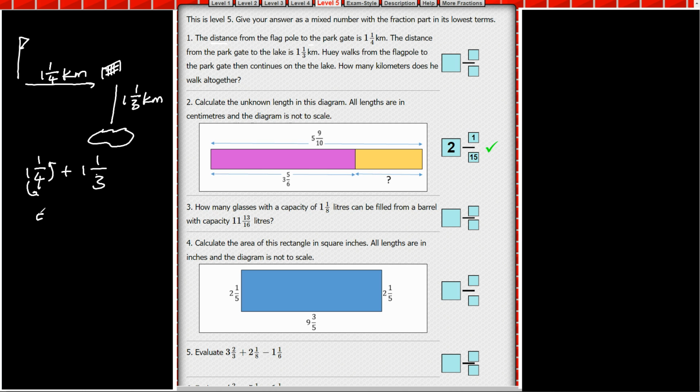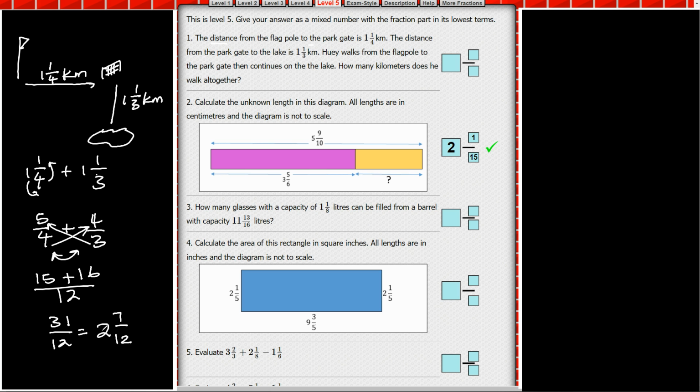1 times 4 is 4 plus 1 is 5 over 4. 1 times 3 is 3 plus 1 is 4 over 3. And when I'm adding, remember, we cross multiply. 4 times 3 is 12. 3 times 5 is 15. 4 times 4 is 16. Plus comes to 31 over 12. 12 can go into 31 twice. It's 24, so the remainder is 7 over 12. And that'll be the final answer there. So let's type it in and check if it's correct. 2, 7, 12.